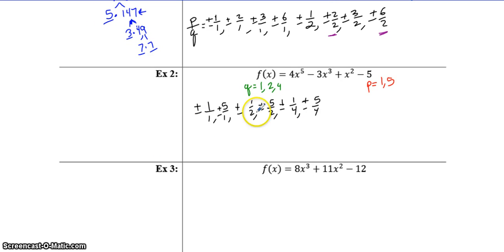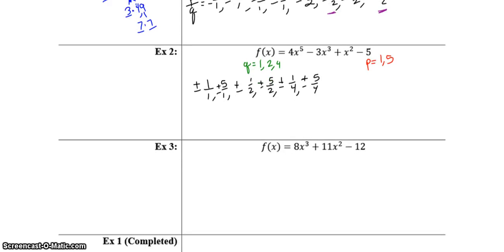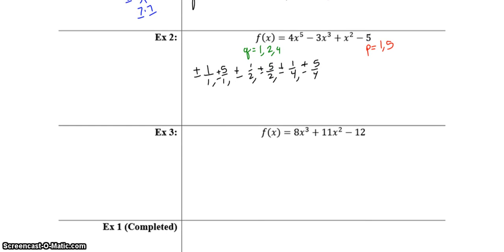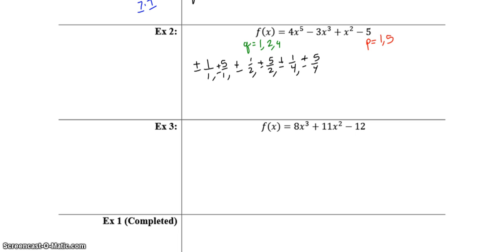So there's really not that many numbers. 1, 2, 3, 4, 5, 6, plus or minus, so 12. We just have to try 12 numbers to get the possible rational ones, as opposed to the infinitely many we could really have.